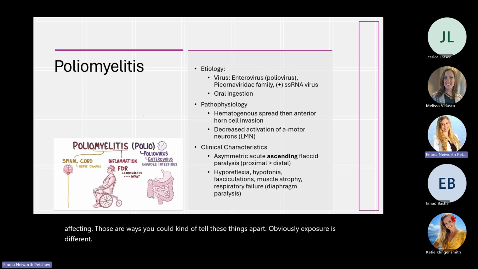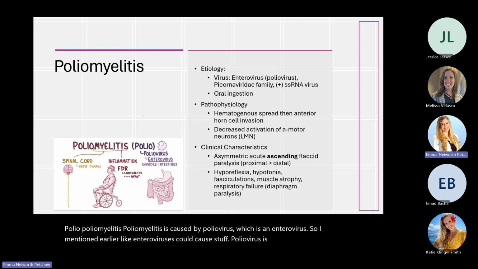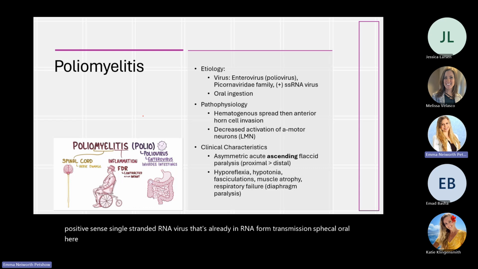Polio. Poliomyelitis is caused by poliovirus, which is an enterovirus. I mentioned earlier that enteroviruses could cause stuff. Poliovirus is a positive sense single-stranded RNA virus that's already in RNA form. Transmission is fecal-oral here. Initial replication occurs in the gut, and then it spreads via the blood, hematogenous spread.